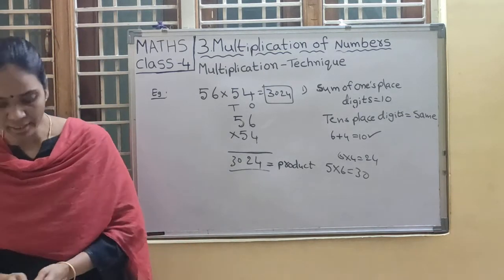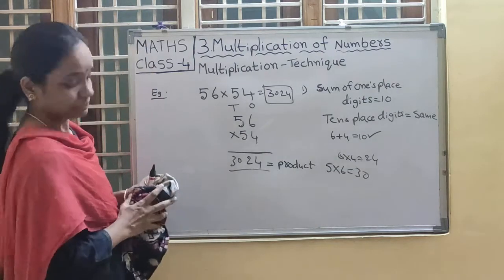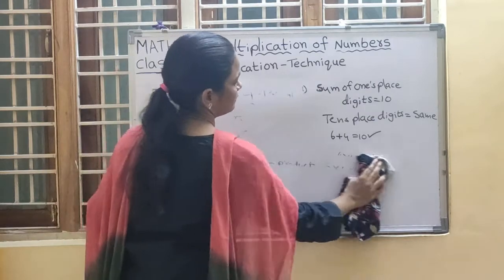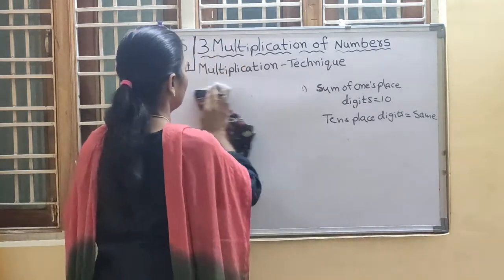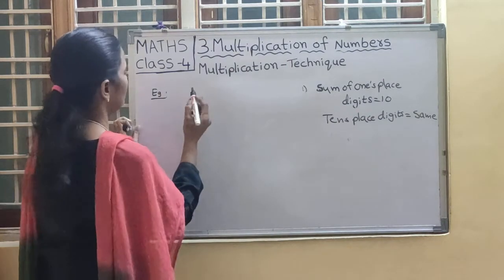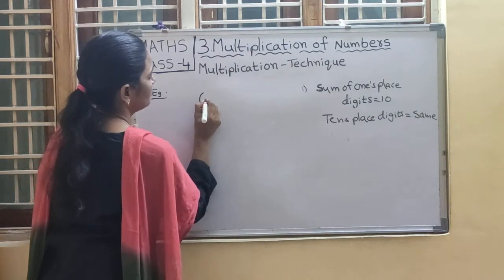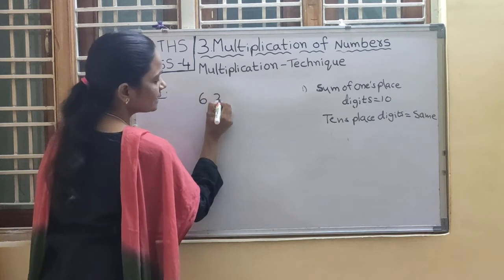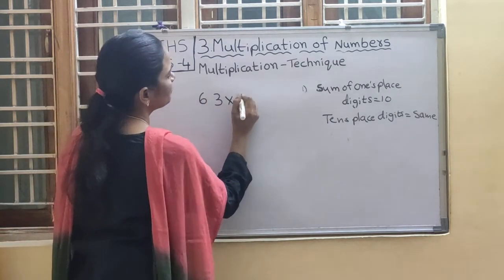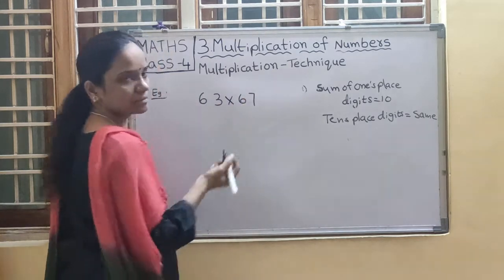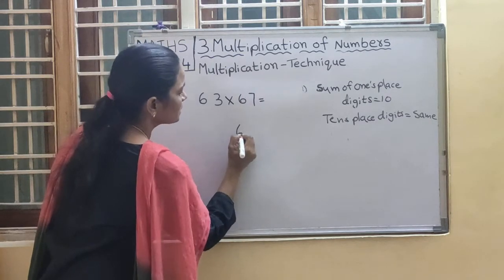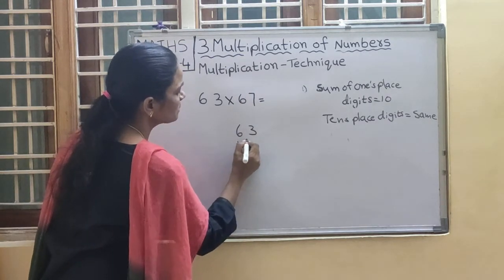Note it down. Second example: 63 into 67. What is the second example? 63 into 67.